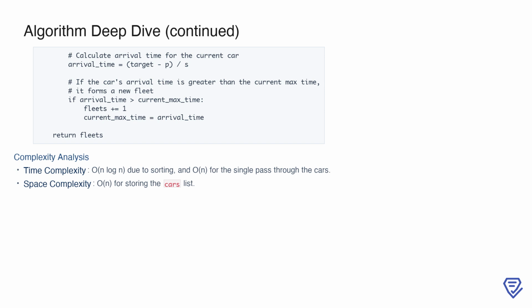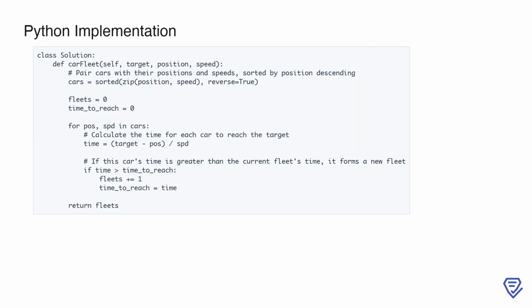The time complexity of the algorithm is O(n log n) due to sorting, and the space complexity is O(n) for storing the sorted list. This implementation is efficient and handles all edge cases, providing a robust solution to the car fleet problem. This solution uses a greedy algorithm to calculate the number of car fleets arriving at the target.